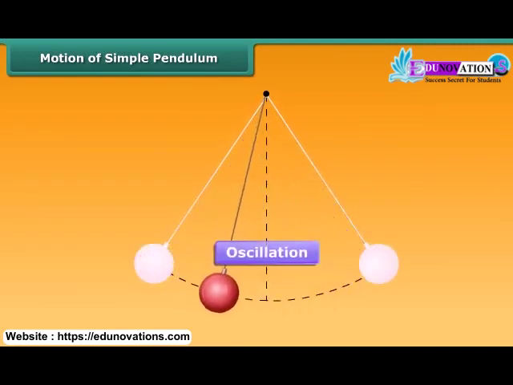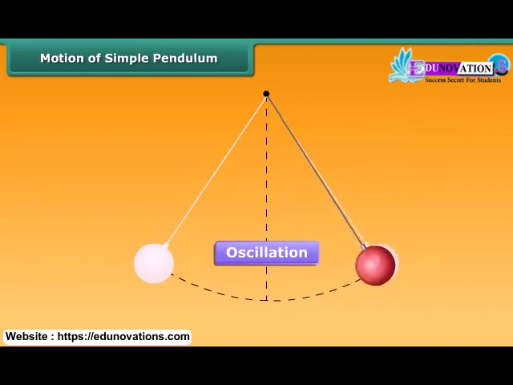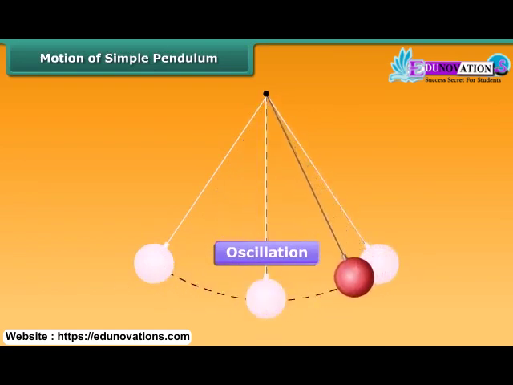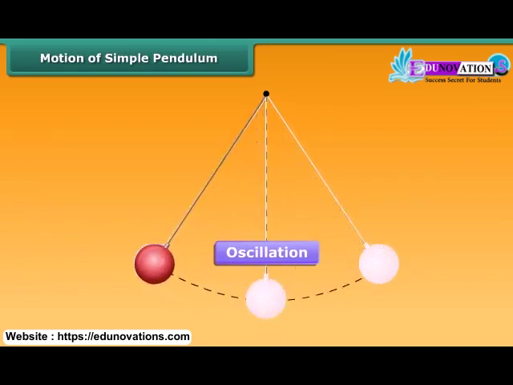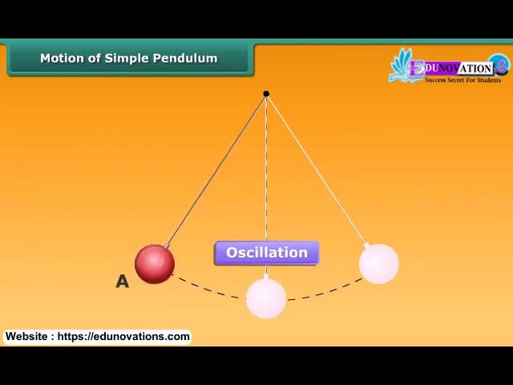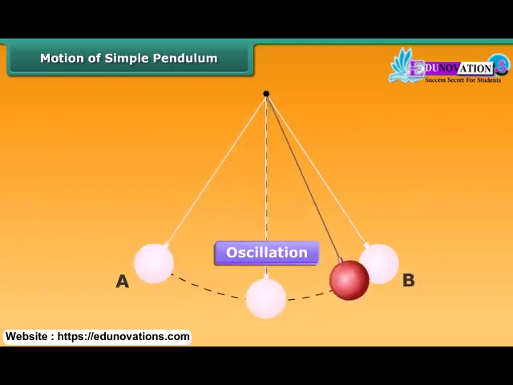The pendulum completes 1 oscillation when its bob, starting from its equilibrium position O, moves to one extreme position A, from there to the other extreme position B, and then back to O. Alternatively, an oscillation can also be measured as the movement of the bob of a pendulum from one extreme position A to the other extreme position B and back to A.